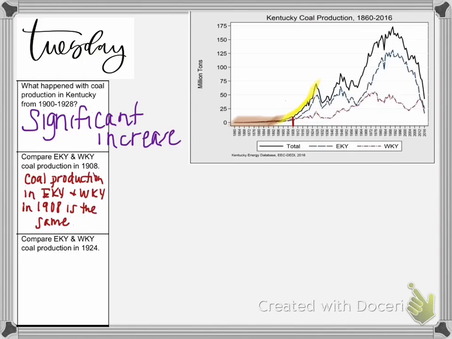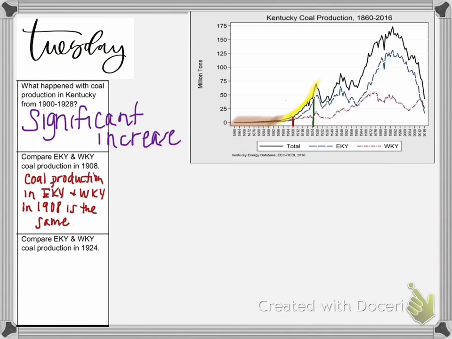The next question says, compare Eastern Kentucky and Western Kentucky coal production in 1924. So let's look at that last question. We're going to compare Eastern Kentucky and Western Kentucky coal production in 1924. So I'm going to take that. There's Western Kentucky in 1924. And look at Eastern Kentucky in 1924. So we are looking at a significant difference in production.